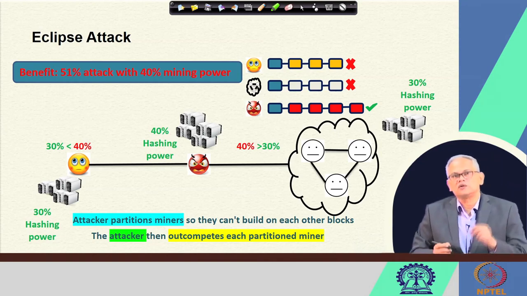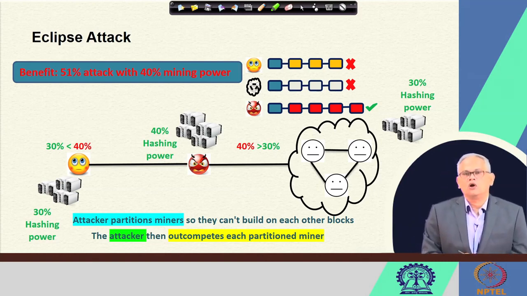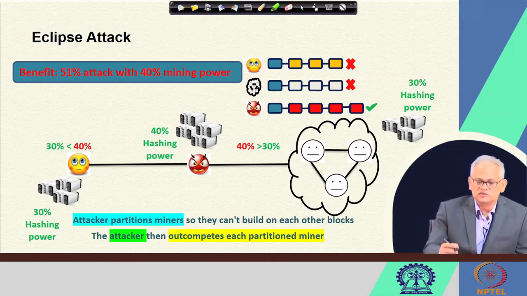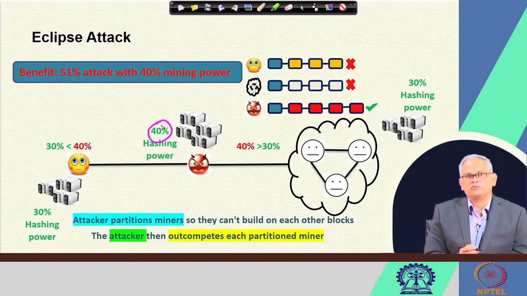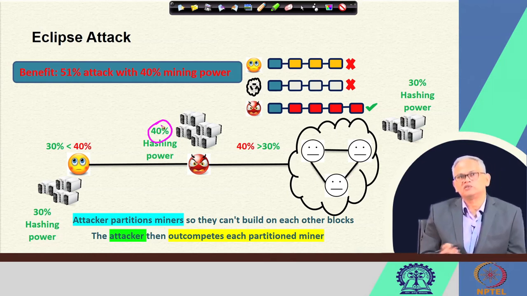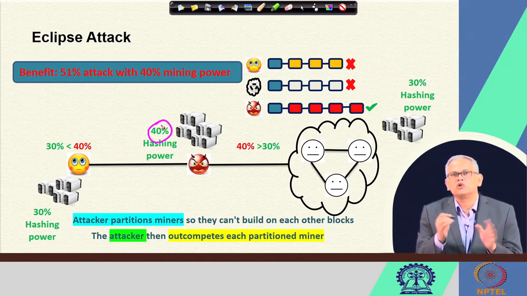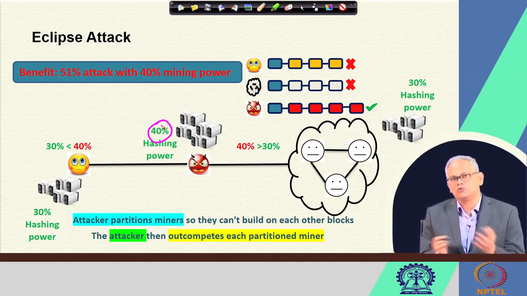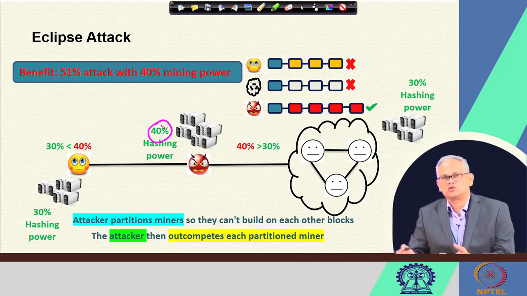This is the interesting part. If the attacker could get 51% of computing power, it could control the entire network. But in this example, the attacker does not have 50%; it has only 40% of hashing power. The benefit is that a 51% attack can be carried out with, as an example, 40% mining power. Do not take it literally that it is only with 40%. In this example it is like that, but it could depend on the computing power of the eclipsed node and the rest of the network.